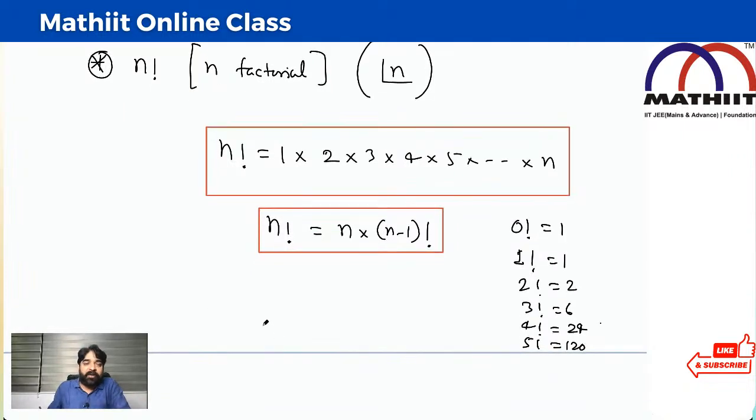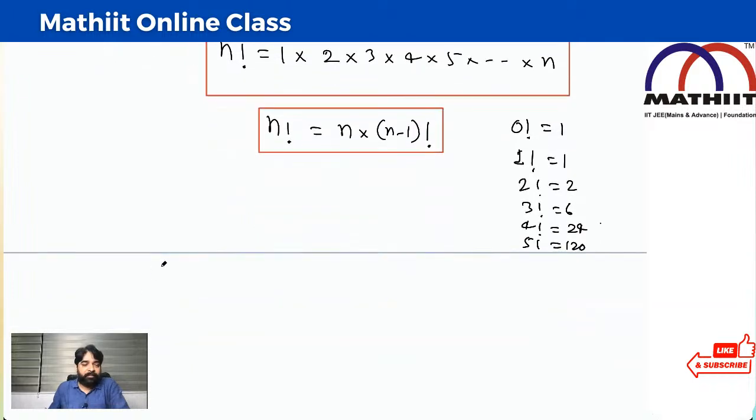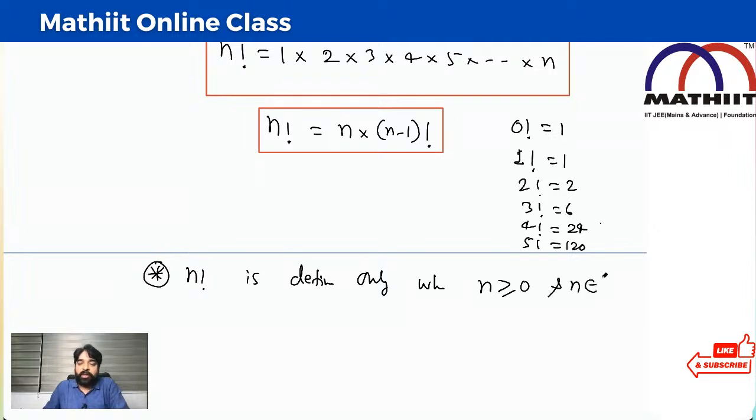n factorial is defined only when n is greater than or equal to 0 and n belongs to integers. Means n should be a whole number, that is 0 and the natural numbers. n factorial is not defined if n is a fraction or negative. That you should keep in mind.